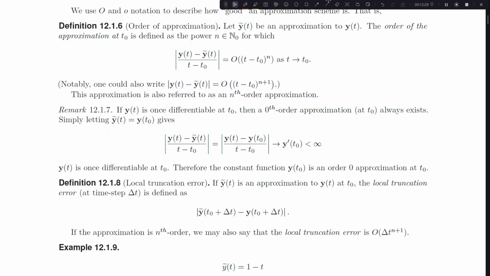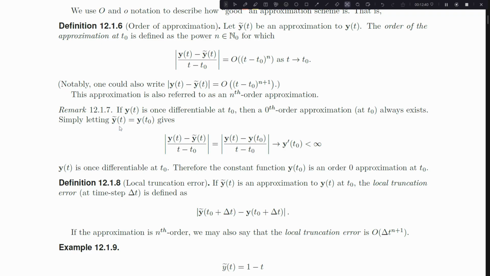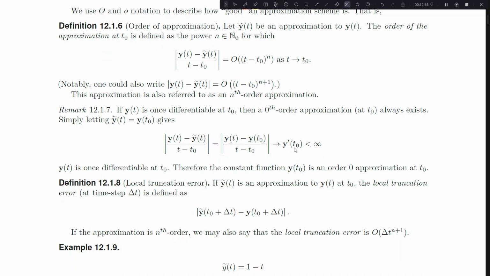So there's a nice little remark that a 0th order approximation is always going to exist, as long as the function I want to approximate is differentiable. Because if I just let the approximating function be the constant function, which is just the value at t0, then I can calculate this out, and I know that ratio goes to the derivative, which is finite, and so I'm necessarily already of order 0, because if I'm dividing this by that over there with an n equals 0, then that's order 0.